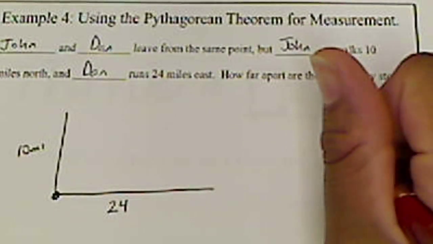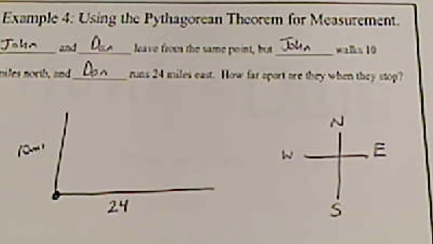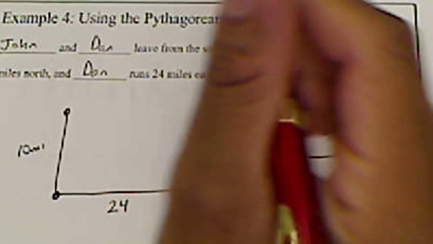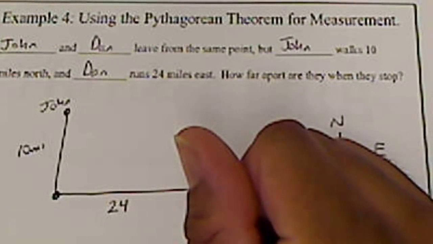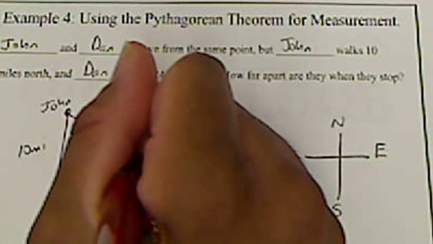So remember, John walks 10 miles north. He goes 10 miles north. And Dan goes 24 miles east. All right. And we know that because of north, west, east, south, and so on. Okay. Now, we're trying to figure out, this is where John is now. John is right here, and then Dan is right here. How will I find out that distance right there? Okay. We're going to use the Pythagorean Theorem again. So, this is how far apart they are.